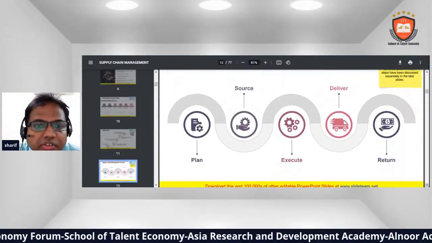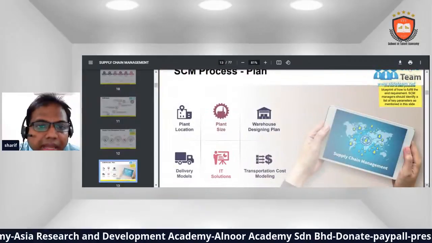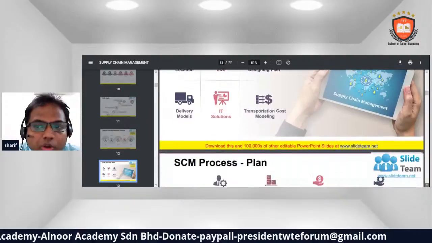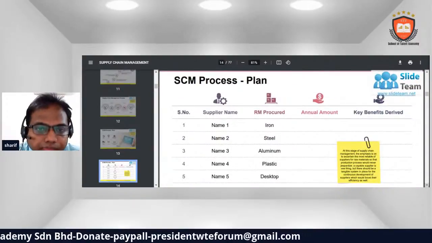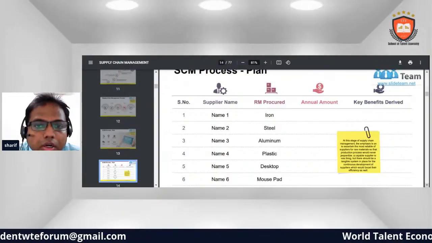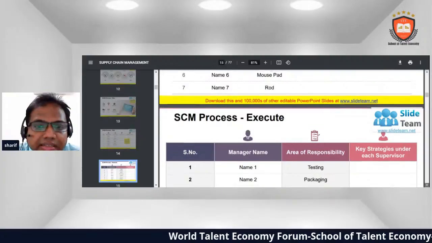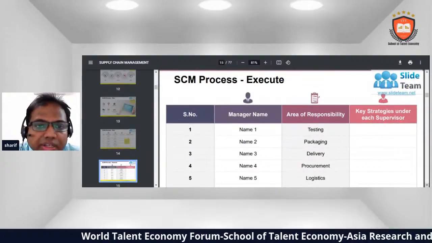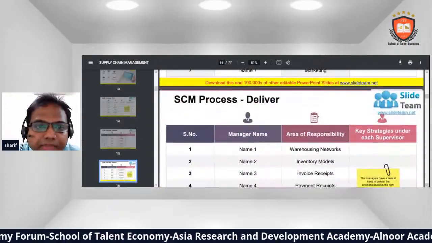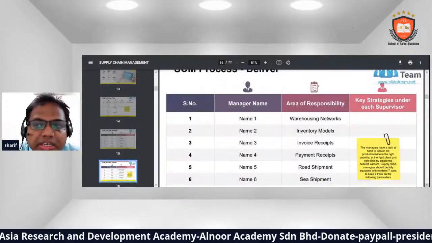Supply chain management process: plan, source, execute, deliver, returns. The SCM process has plans, warehouse, delivery model, IT solution, transportation cost modeling. Everything is involved. SCM needs a specific plan like supplier's name, RM procedures, annual amount, key benefit. These are the things we need. The SCM process execute needs managers, area of responsibility, key strategy under each supervisor. The SCM process deliver needs manager name, area of responsibility, key strategy under each supervisor.